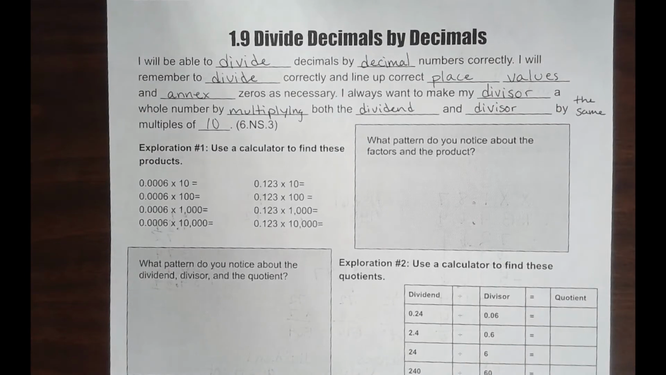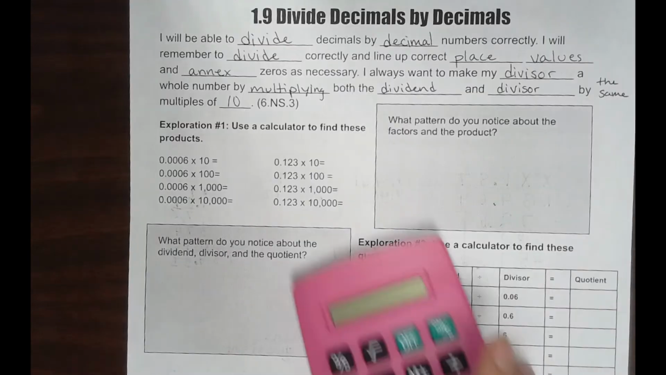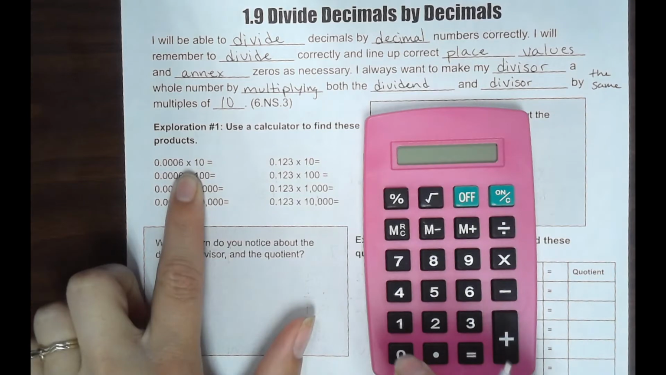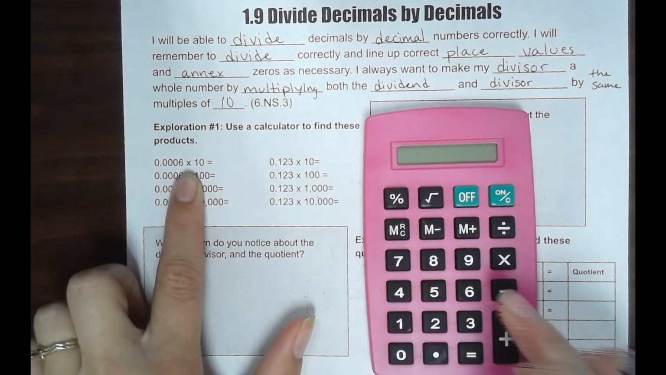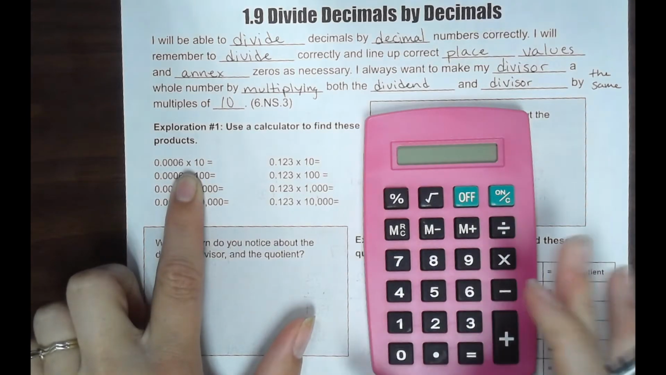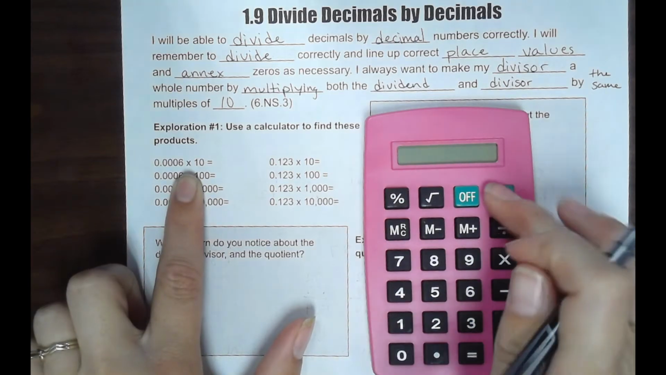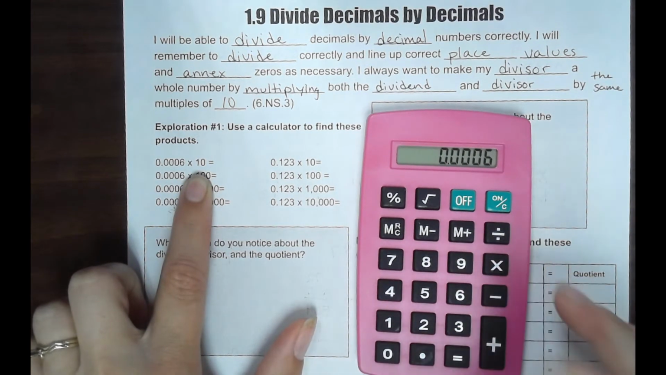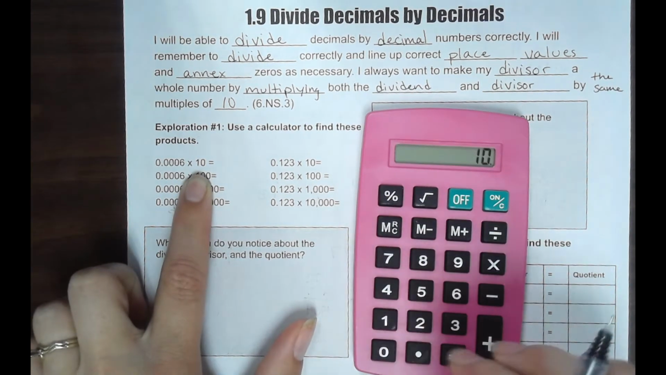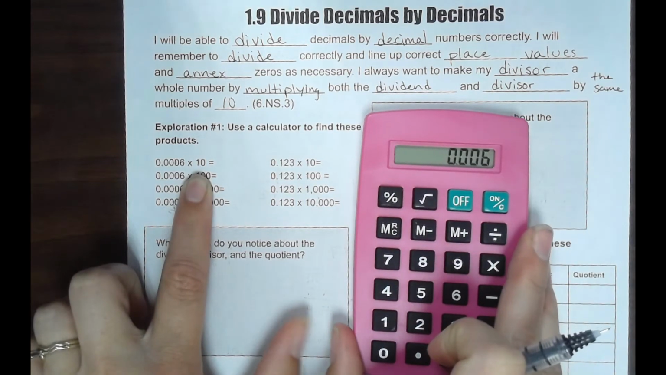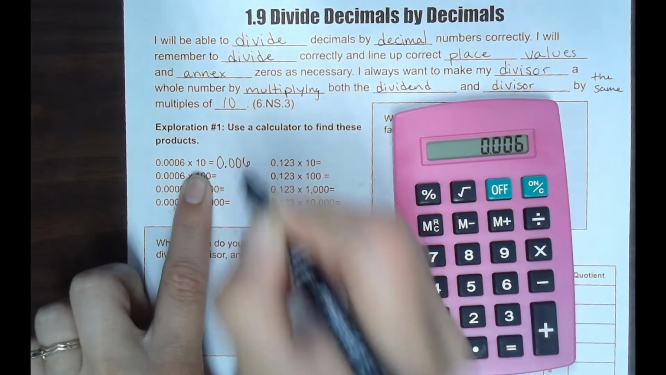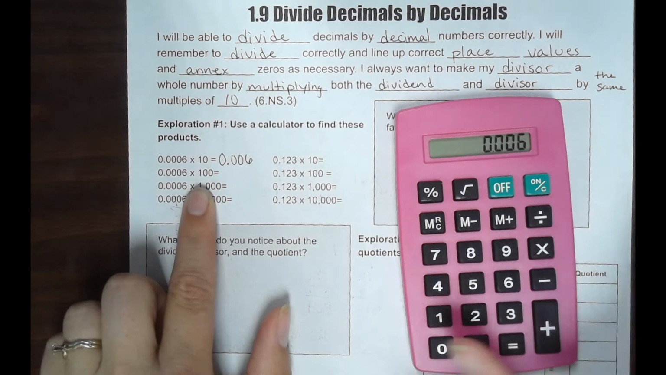All right, you're going to need a calculator. We're going to be doing a little exploration activity. I want you to type this into your calculator. So we have 6 ten-thousandths, and we're going to times it by 10. We get 6 thousandths.